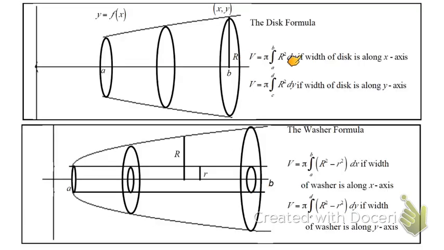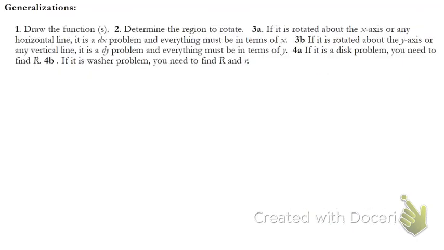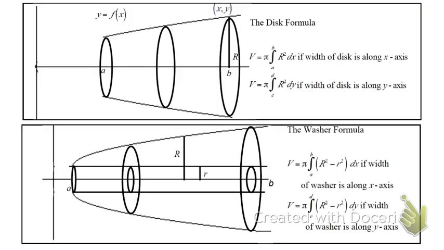Okay, so here are the formulas I told you we'd come back to again. For the disk, if you can imagine something that's being rotated that does not have a hollow area on the inside, we call that a disk because we don't need to subtract anything away. And here are the two volume formulas you need to know. This first formula is for rotating around a horizontal line.